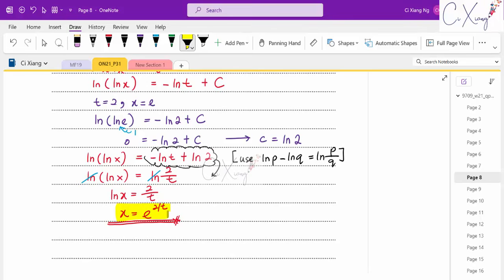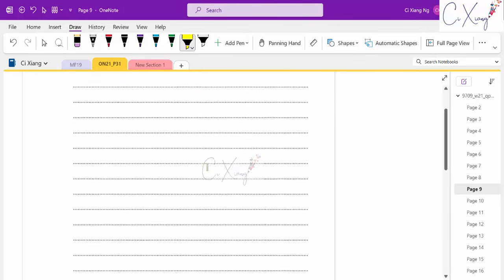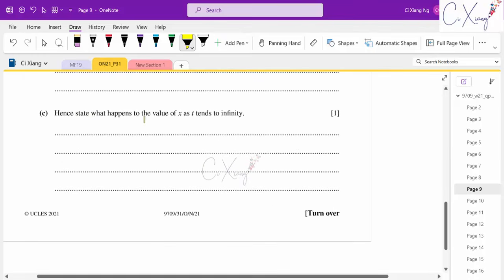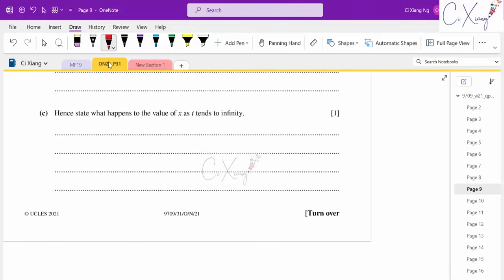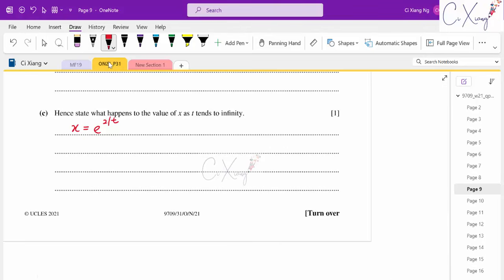Alright, so now let's proceed to part C. For part C, they want you to state what happened to the value of x when t tends to infinity. Again, I write the equation again. Our solution is x equals e power 2 over t. Now they are saying that t is infinity. What happened to x? Let's have a look.